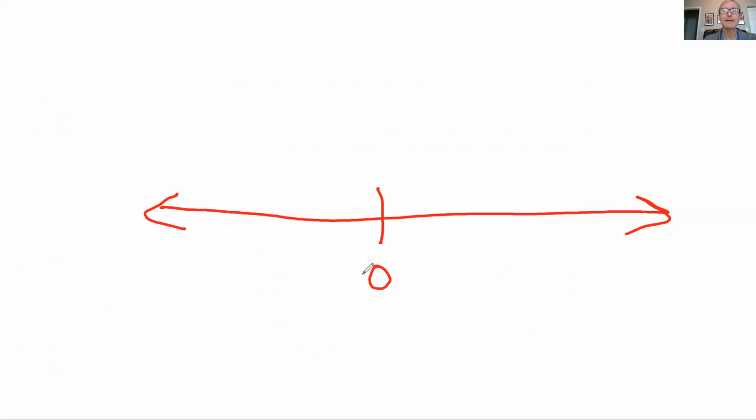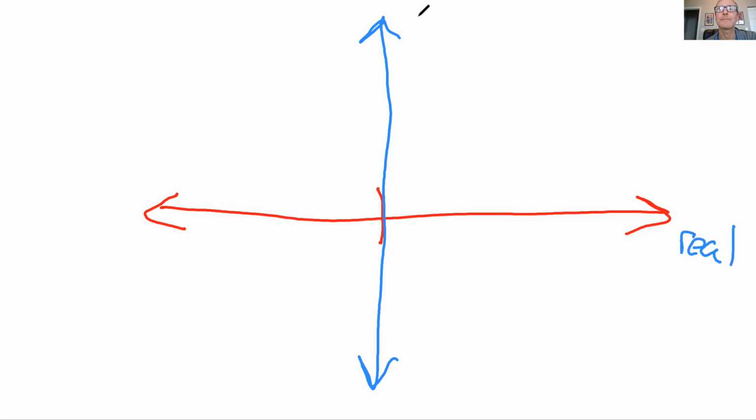And so what we're adding here now is a vertical axis to the number line. And it would look like this. So this would be the real part, and then this would be the imaginary part. And if you remember, we're going to use the letter Z for complex numbers. And we had a real part plus imaginary part.